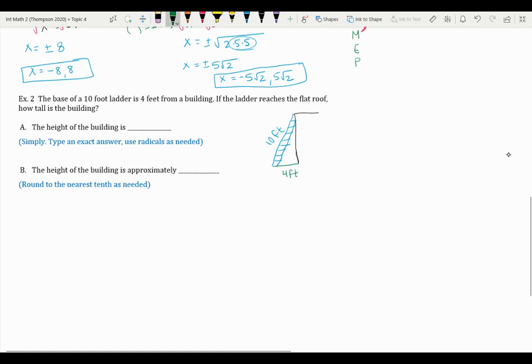If the ladder reaches the flat roof, how tall is the building? So I want to know how tall this is. Now we're going to assume that all buildings are perpendicular to the ground, okay? Which 99 point something percent of them are, right? And this question asks for 2 things. It asks for the height of the building as an exact answer and rounded to the nearest tenth.